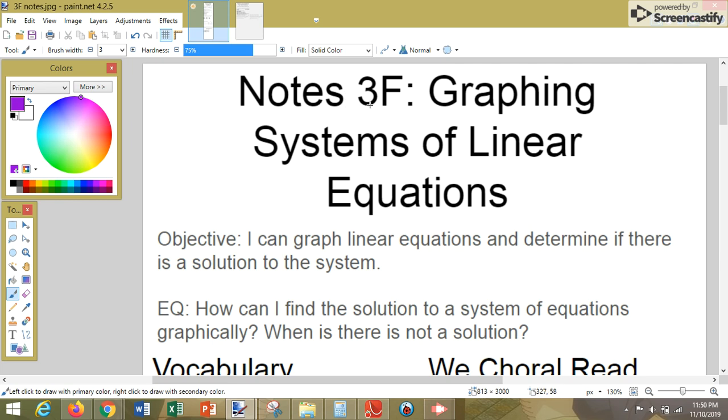Notes 3F. Graphing systems of linear equations. Objective: I can graph linear equations and determine if there is a solution to the system. Essential question: How can I find the solution to a system of equations graphically? When is there not a solution?